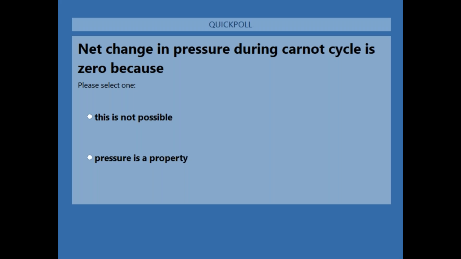About 80% of the students have understood that the net change in pressure during the Carnot cycle is zero. Let me share these results with you. I'll wait for 2 minutes before I end the poll, and I will discuss this again because this is an important point we need to appreciate.